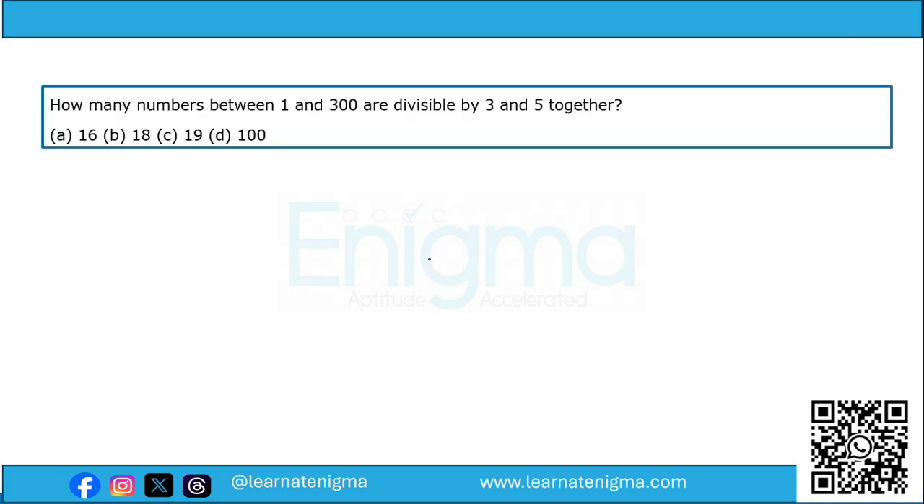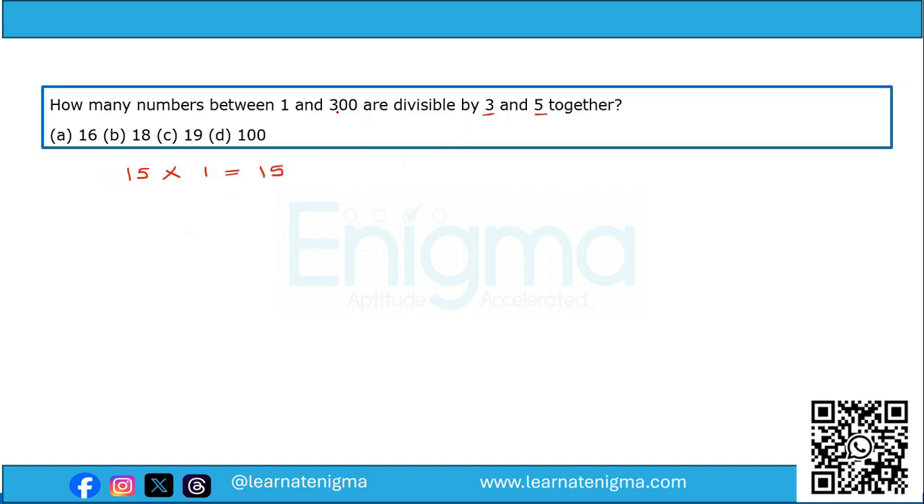How many numbers between 1 and 300 are divisible by 3 and 5 together? Now, the first number between 1 and 300, which is divisible by 3 and 5, is 15. Now, we can say that 15 into 1 is equal to 15.